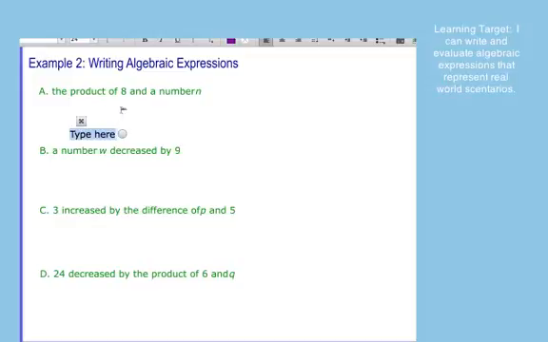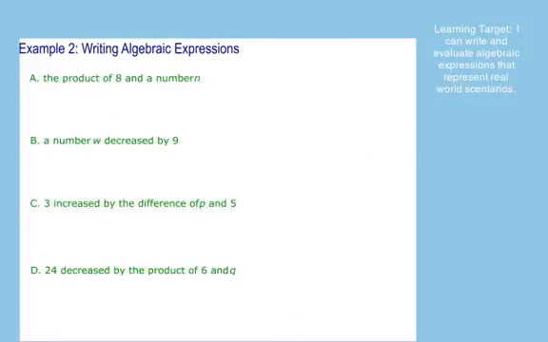So that being said, what we always want to do is look for some key words, and you've done this before. Look for keywords that represent the operations that are happening. For instance, here in letter A we have the word product, and then down here we have decreased by, increased by, the difference. So there's two in this phrase here. I'd like you to box or highlight or underline these words. 24 decreased by the product.